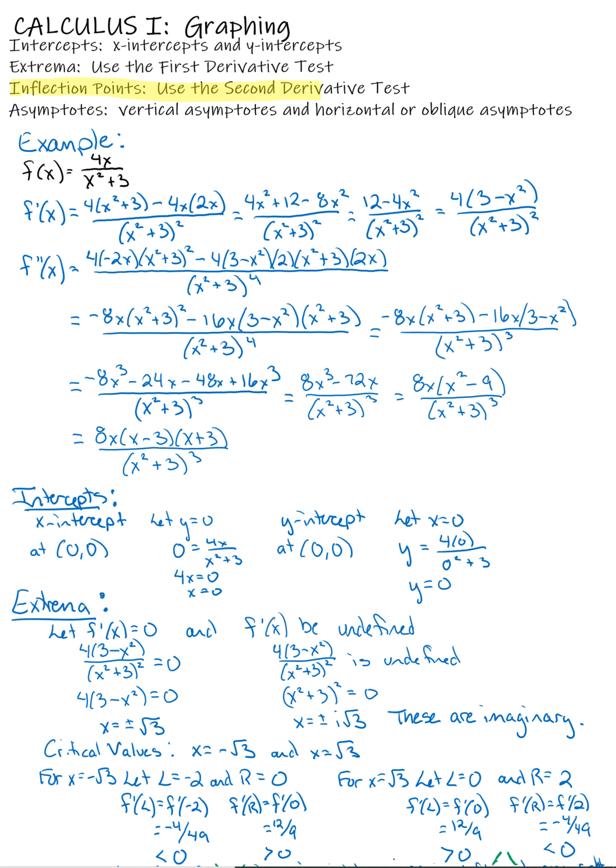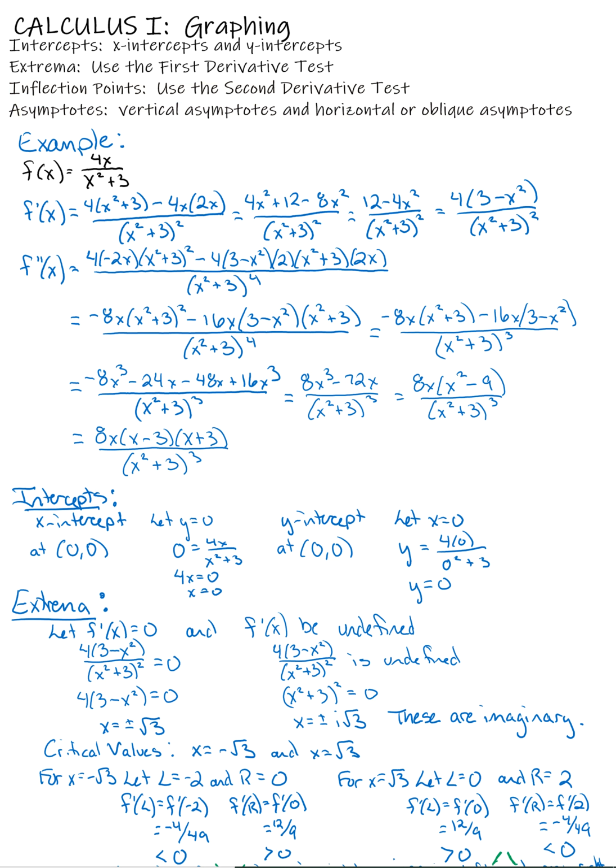For the inflection points, we'll use the second derivative test. There is also a third derivative test that you can use sometimes, but we'll stick to the second derivative test. And then finally, asymptotes. We'll look at both vertical asymptotes and horizontal or oblique asymptotes. Now there are also some algebraic techniques you can use here. We'll use a little bit of both algebra and calculus for that.